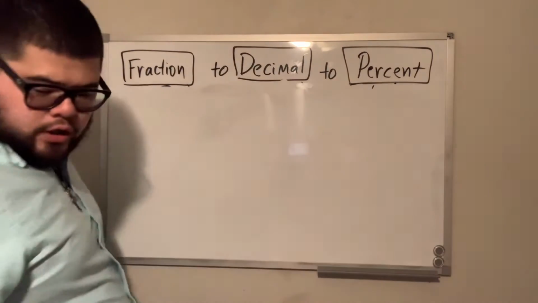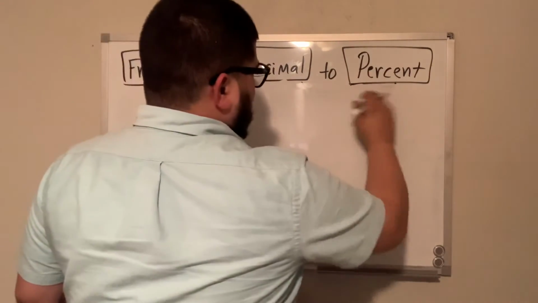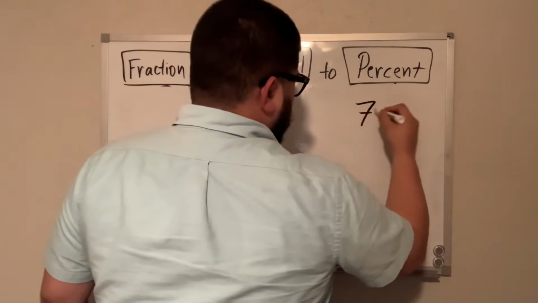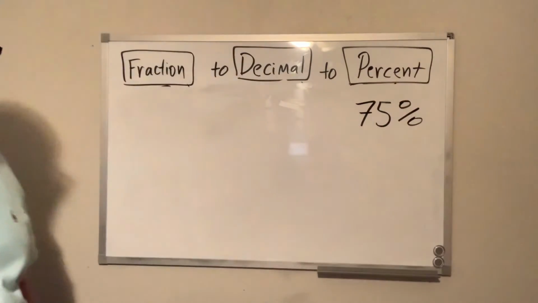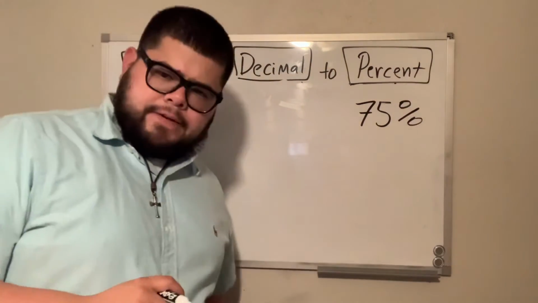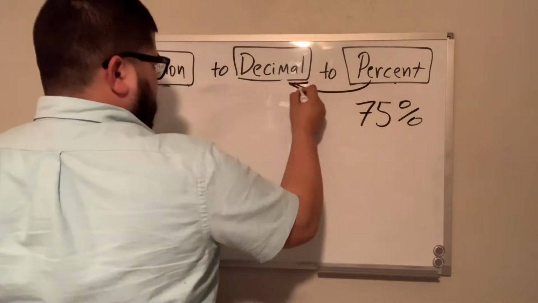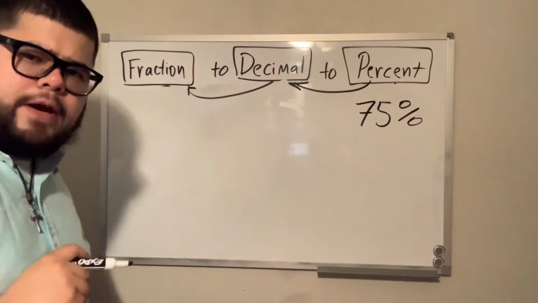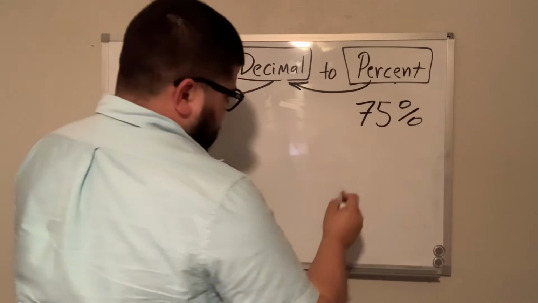All right, so we're going from percent to decimal to fraction. Our percent this time is going to be 75%. Now, we want to go from a percent to a decimal and a decimal to a fraction. That's our goal here. Now 75%, we're going to put it right here at the bottom.